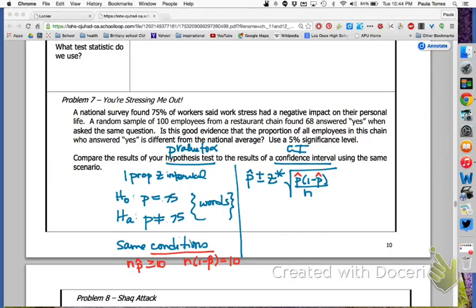So of course n was 100 and my p-hat was 0.68. And over here I'm multiplying, oops, I didn't mean to. So here I have 100 times 0.32. I don't know why that says equal to.